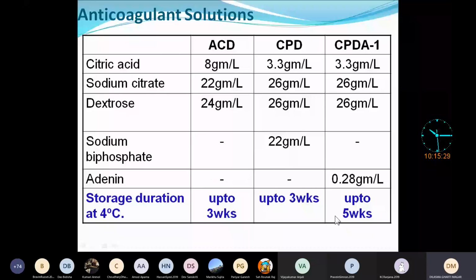So here this CPDA will be able to store the blood for up to 5 weeks. See, now previously it was up to 3 weeks, now it has become up to 5 weeks. So if you are asked the name of the anticoagulants, ACD, CPD or the CPDA, you have to tell which is the best. CPDA is the best. This slide, did you understand?